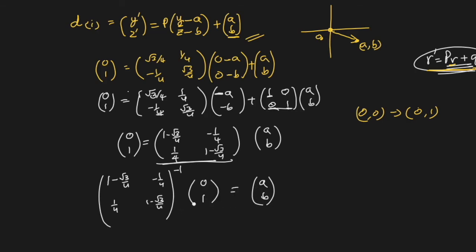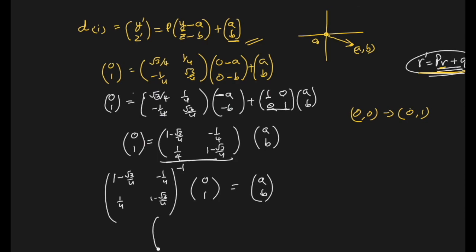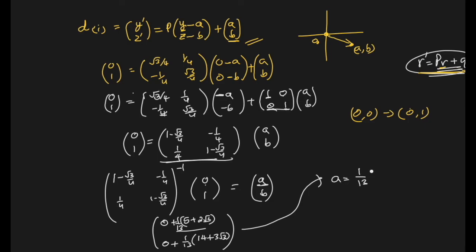And now this will give us the values of A and B straight away by using a calculator. Let me use my calculator. And here I have done that. You can see the inverse of what I just got, it comes out to be this. And let me memorize this, because this has to multiply with 0, 1. So this first column is not important. Only the second column is important. Because of multiplying with this 0, the first one is 0 plus the second one, 5 plus 2 square root 3, multiplied by 1 over 13. Then it was 0, 1 over 13 again, but this time 14 plus 3 square root 3. And that gives us the values. A is the first one, 1 over 13 times 5 plus 2 square root 3, and B is 1 over 13 times 14 plus 3 square root 3.